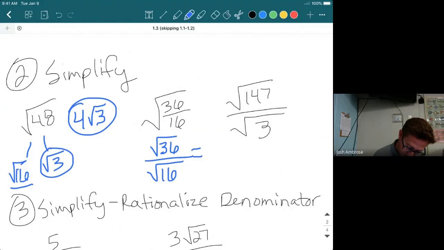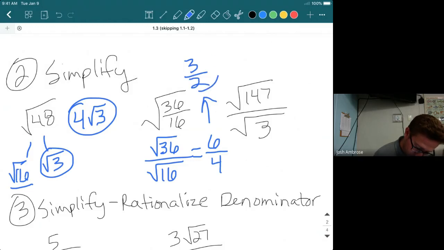So the square root of 36 is 6. The square root of 16 is 4. So you have 6 over 4. That's good, but you're not done yet. Why? Because 6 over 4 is a fraction that can be reduced. All right, so what would that become? It would reduce to 3 over 2. All right, so there's our answer for the second one there.